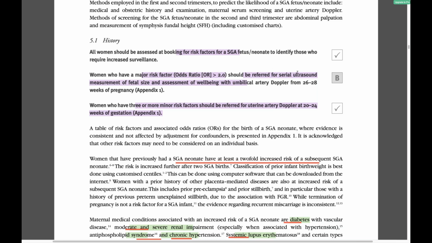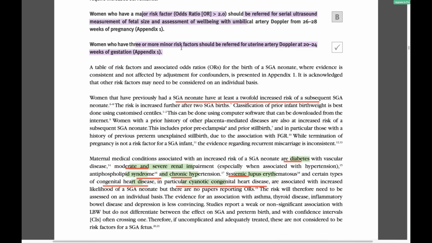And what we will do, that I already discussed, serial ultrasound scan and umbilical artery Doppler from 26 to 28 weeks of pregnancy that I discussed. Okay, so what you will do if there are 3 minor risk factor? We will do uterine artery Doppler at 20 to 24 weeks of gestation.